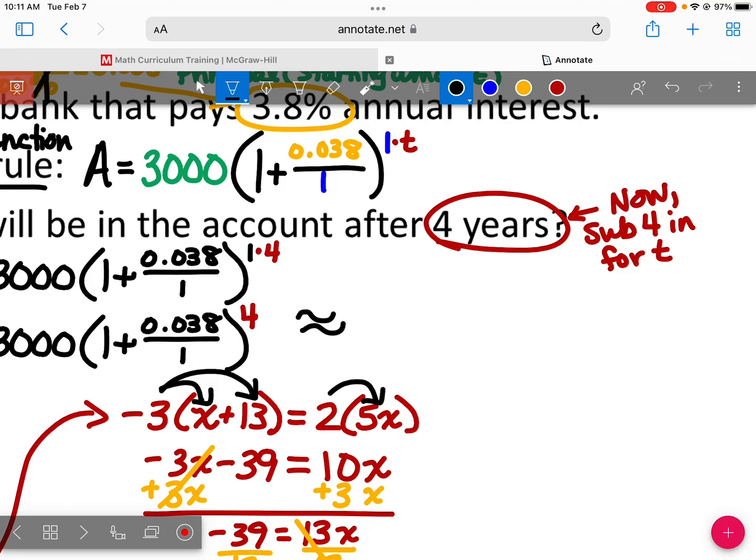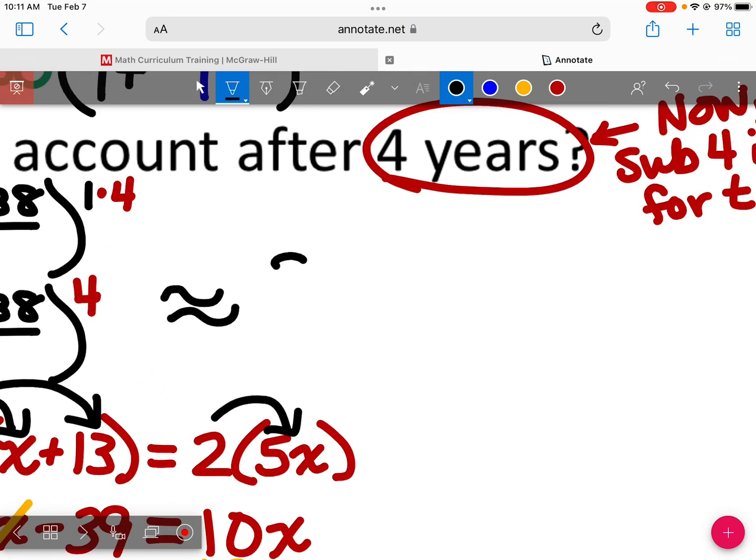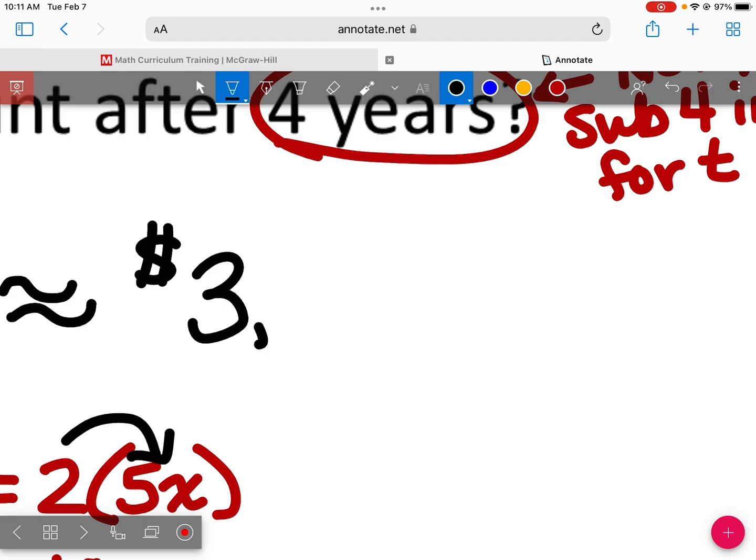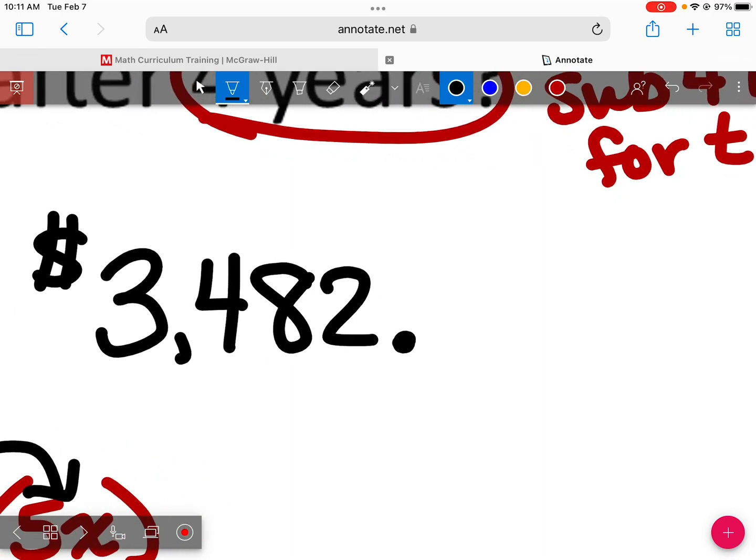Is it more or less than our starting amount? More. Is it $1,000 more? Are we up to 4,000? Okay, so it's still 3,000 something, and we're talking about money in the account. So 3,000, and what are the next couple digits? 482. Then we have our decimal point, right? And then since we're talking about money, how many places after the decimal point do I want? 2, just like when you buy something. So what are the 2 numbers after that decimal point?